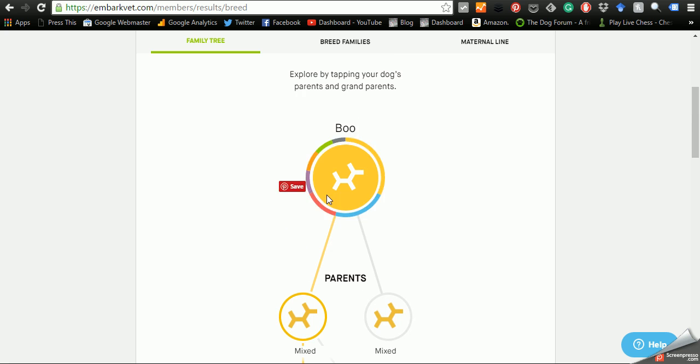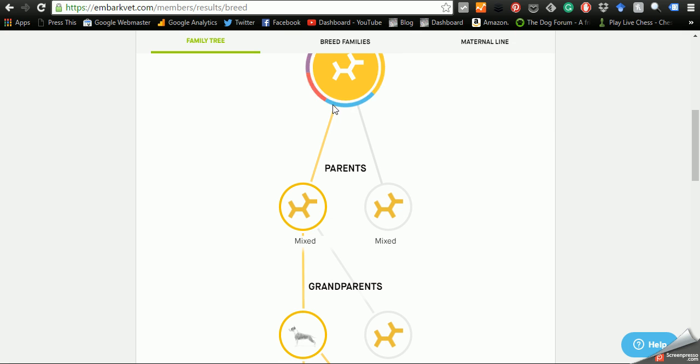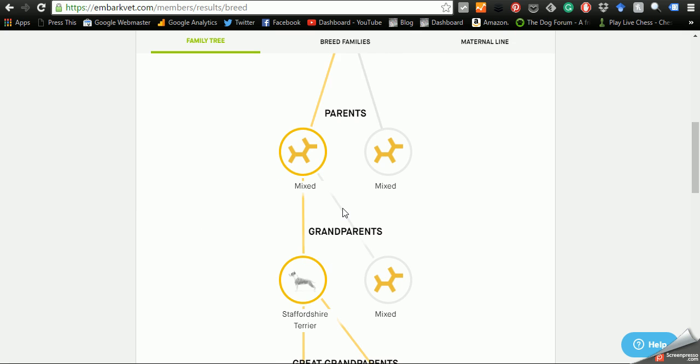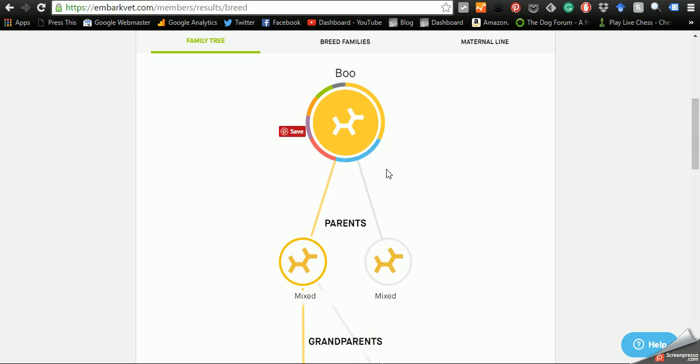Compared to the Wisdom Panel, this is much, much more in depth. I mean, Wisdom Panel has something similar to this. We had Sully tested with Wisdom Panel back when we got him. And I think it only goes to great grandparents. And this is all that you get with that test. As you can see, this one is much, much more in depth. I don't know what this is.